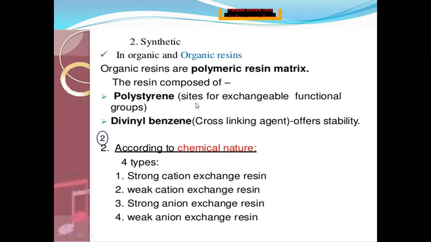In polystyrene resins, the sites of exchangeable functional groups may be COOH groups or SO3H groups, which are acidic. In the next slide, we will discuss the classification of resins on the basis of chemical nature. Next, according to the chemical nature, there are four types: strong cation exchange resins, weak cation exchange resins, strong anion exchange resins, and weak anion exchange resins.